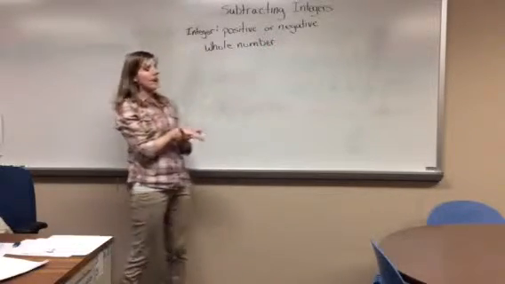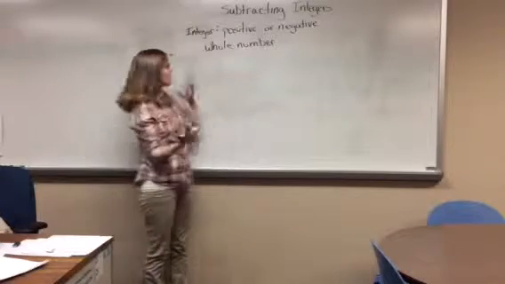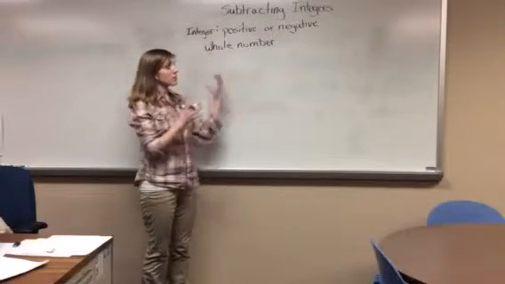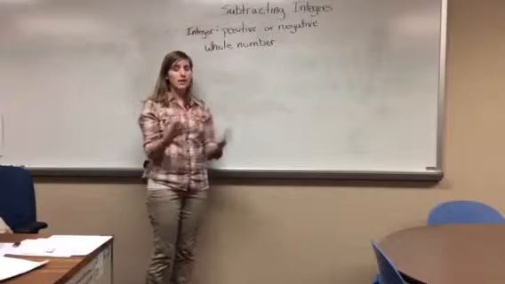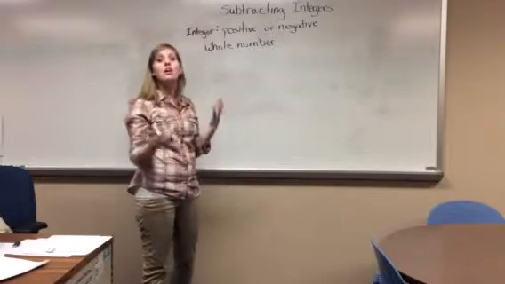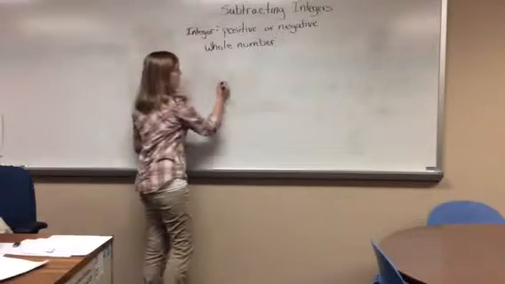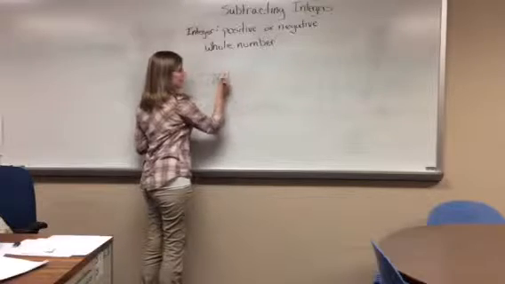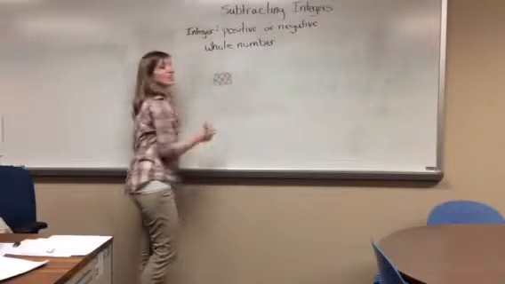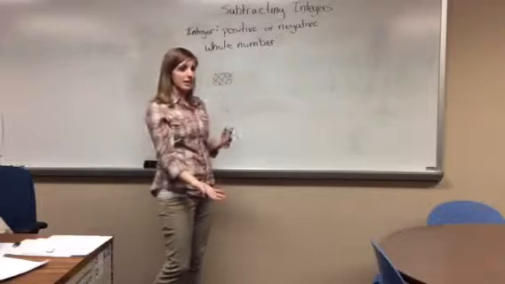Now, last time for adding integers, I used the idea of balloons and weights. Helium balloons on the basket are positives. They make the basket lighter. And weights on the basket are like negative integers. They weigh the basket down.